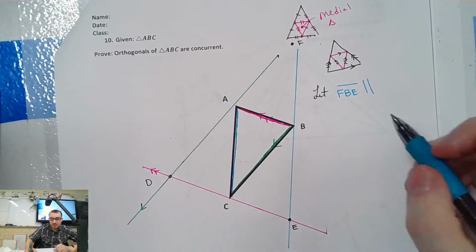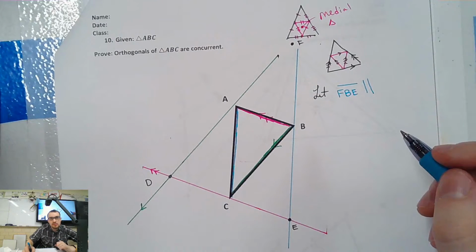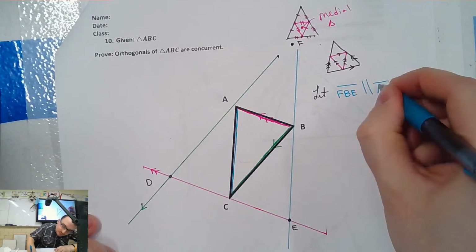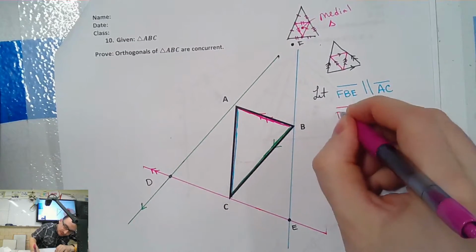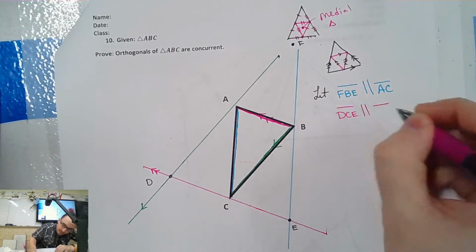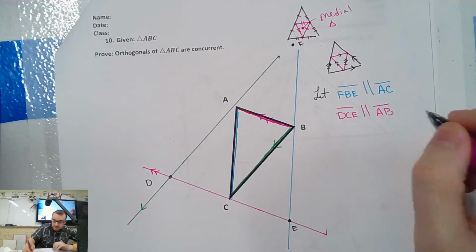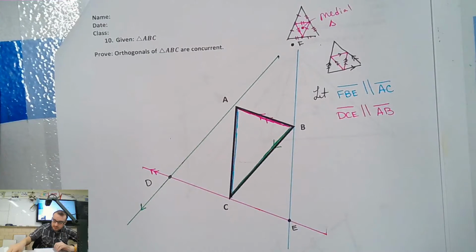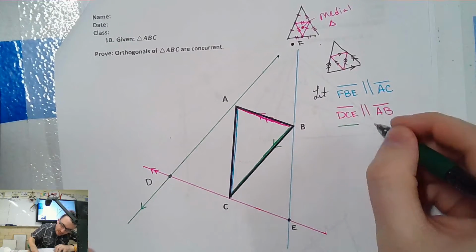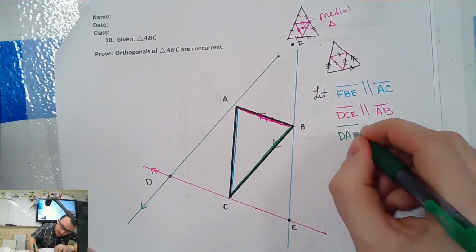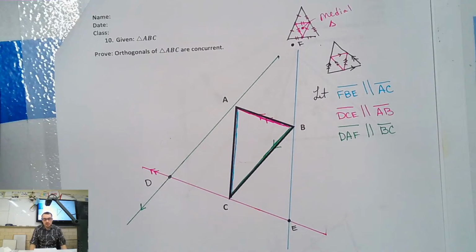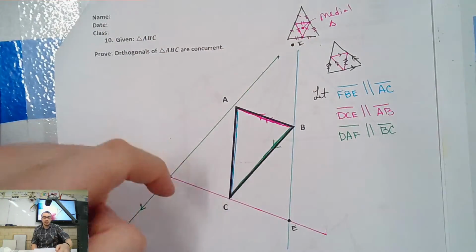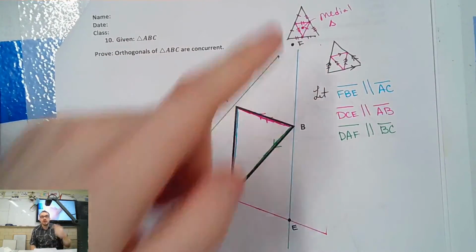And what line is FBE parallel to? AC. Yep. And we also created line DCE, right? And we made that parallel to AB. And we created line DAF, and we made it parallel to BC, right? That's all, right? So first thing you do is you create your parallel lines to create your big triangle. And then by medial triangle theorem converse, we get all this congruency stuff, right?